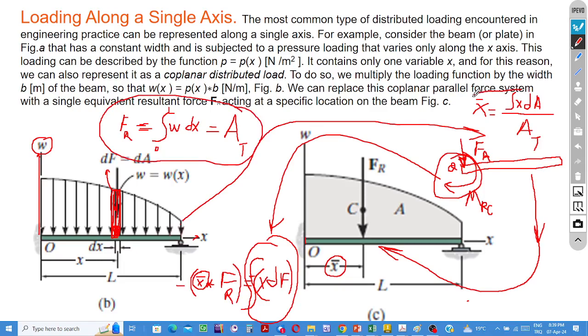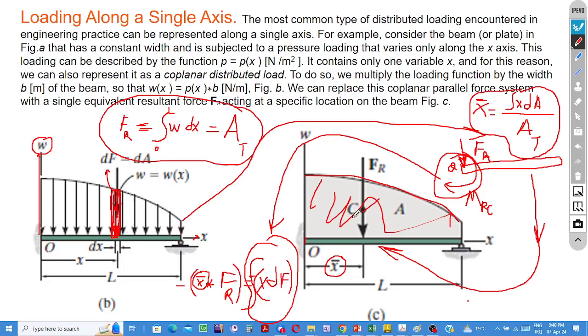Dear students, this expression is exactly the same as the one used for finding the coordinate of the centroid, the center of the area. Which area? It is the area under the load curve, this area. It is the same expression.